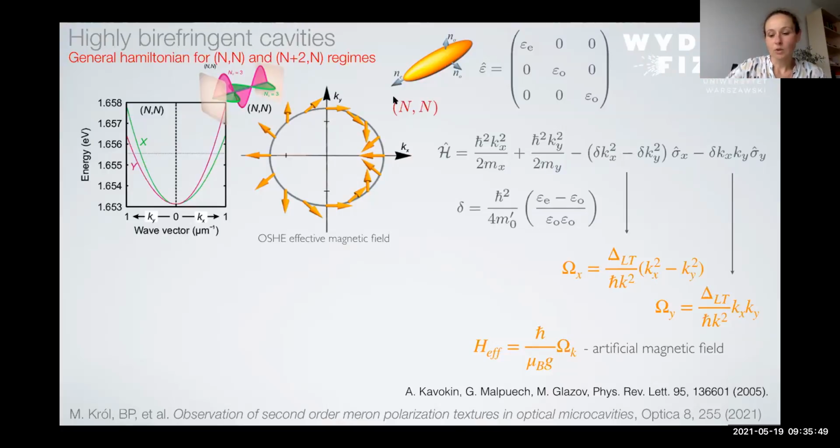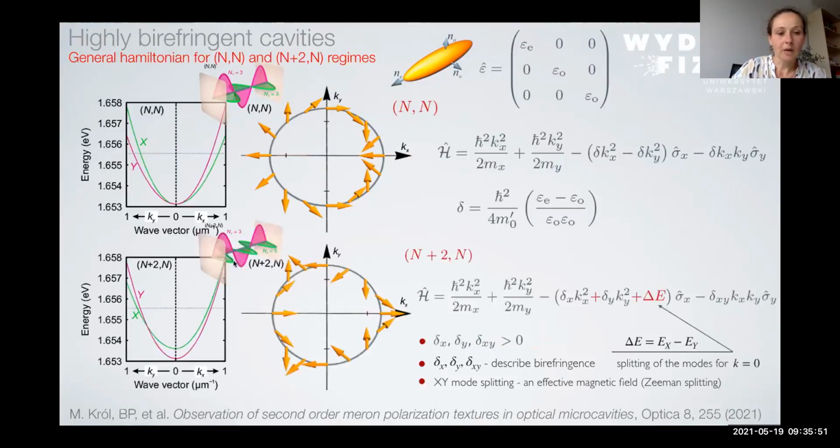But then if we switch to the second regime, when we put in resonance modes of the same parity, but for n+2, the second subsequent mode after the nth mode that we're probing, we additionally have a term that describes the splitting of the mode. This is the term that gives us the XY splitting of the mode, so it is not zero for the zero wave vector. In one direction we can observe the mode crossing, and in the other direction it is different.